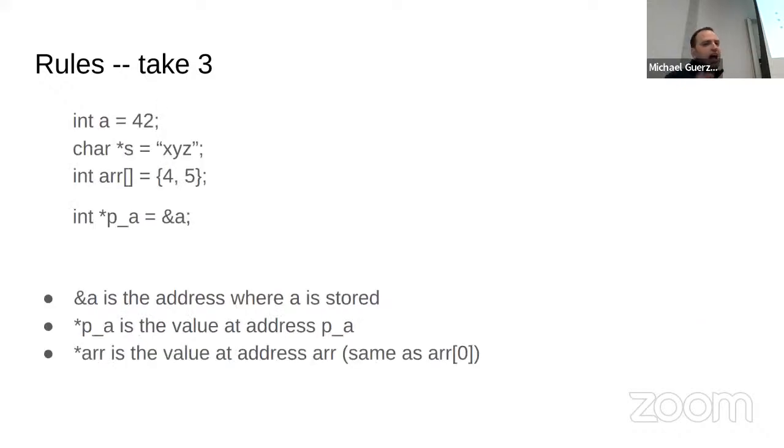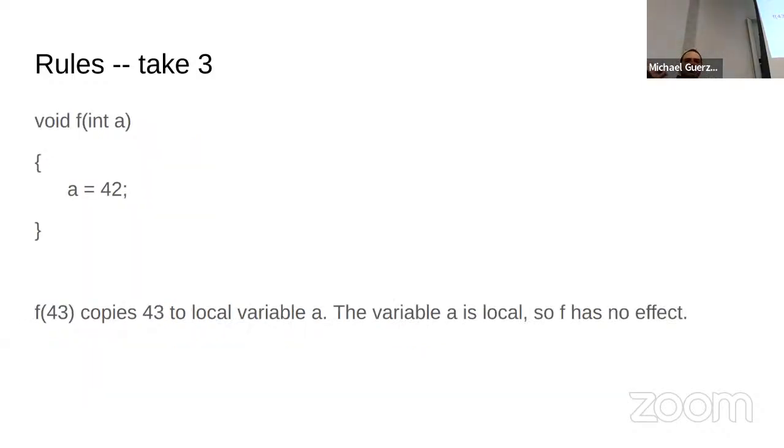So that's what happens within the function. So now what happens if you call a function? Just like in Python, variables are local, right? The int a, that's a parameter to f, that's a local variable. What happens when you call a function with a value? For example, you say f(43), the 43 gets copied into a. So a is of course separate from the 43.